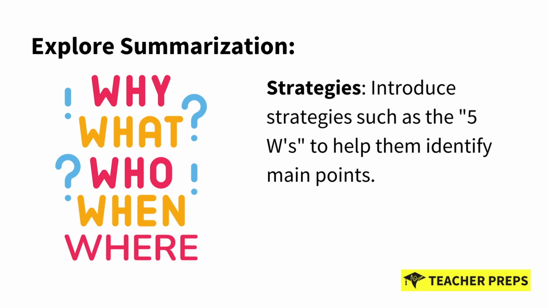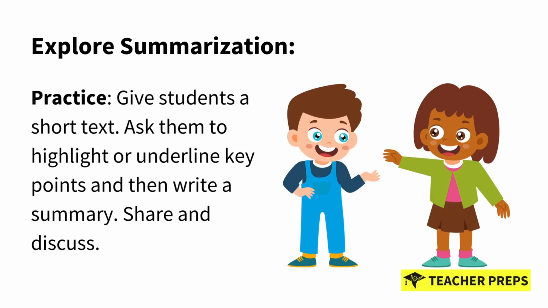Strategies include using the 5 W's, why, what, who, when, and where in order to help our students identify those main key points. Next, we've got to give our students practice. We can give our students a short text, ask them to highlight or underline key points, and then write a summary about what they read. Then they share and discuss it.